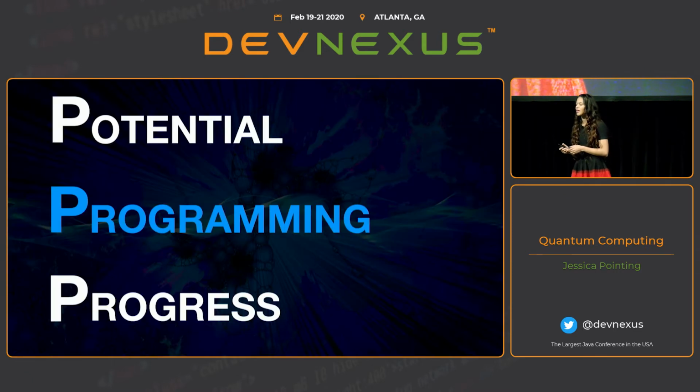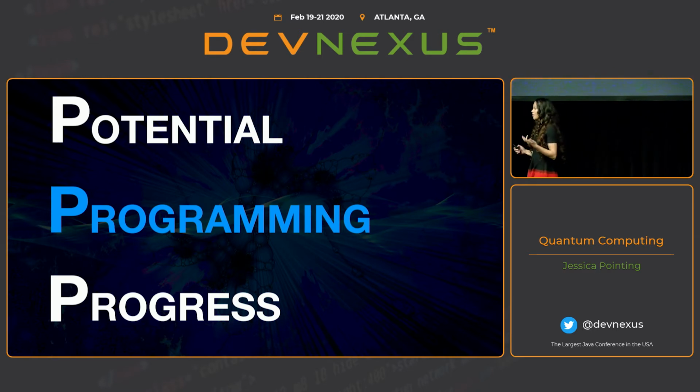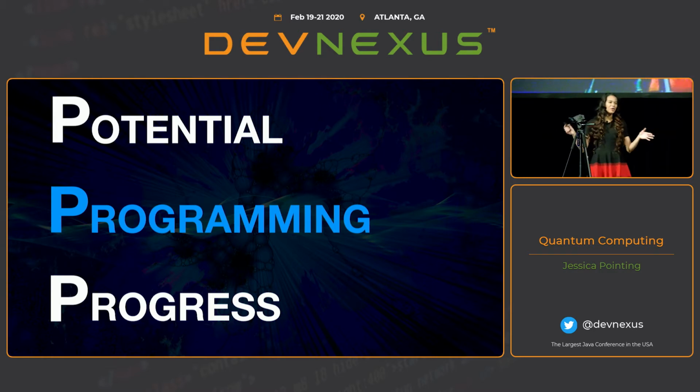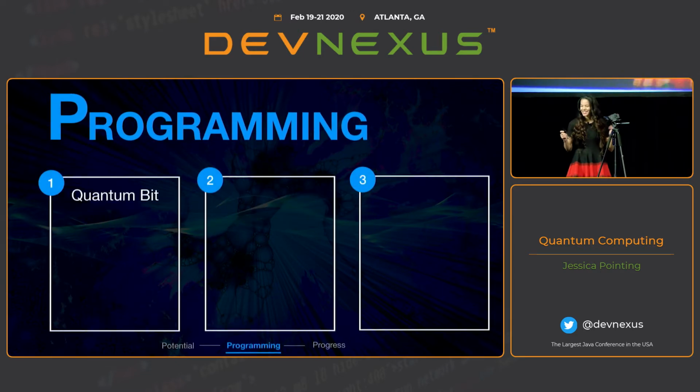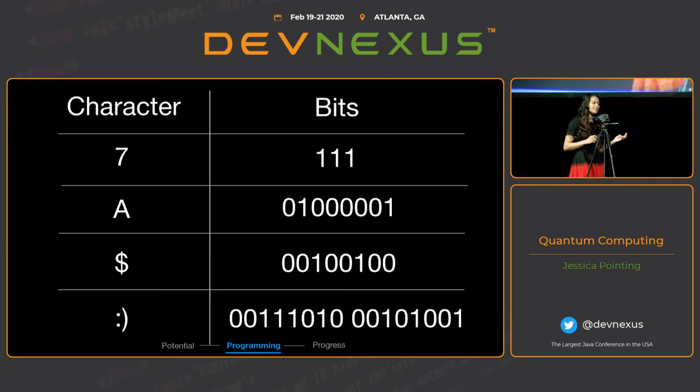computer. So now you might be saying, okay, well, how does it do this, and how do you actually program a quantum computer? Well, this is the programming part of the talk. So we're going to look at how you actually program a quantum computer. And to understand this, we have to start at the basics. So there are three basics, you could say. The first is the quantum bit.